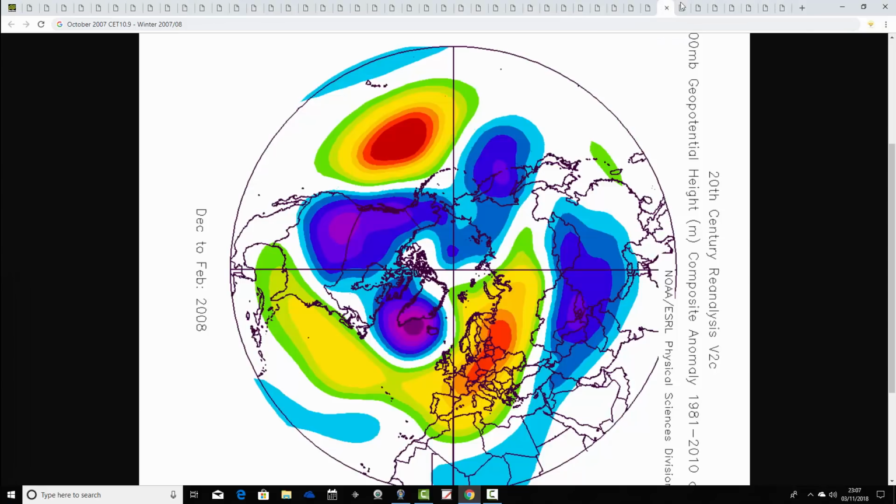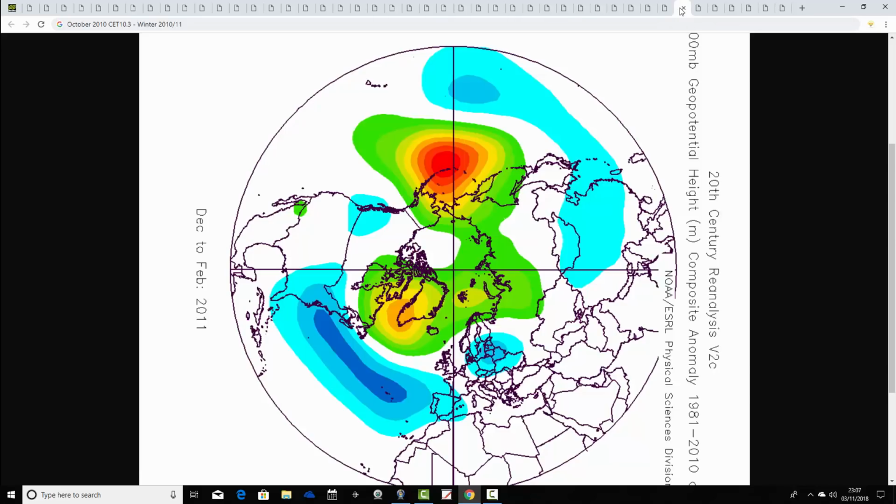We're drawing towards the end. We go through to October 2007 with a CET of 10.9. The winter of 2007-2008 has above average heights to the south, below average heights up to the north. It's a dry but mild winter. 07-08.